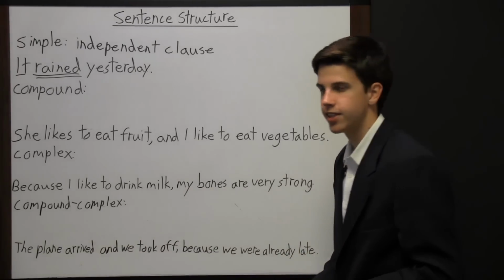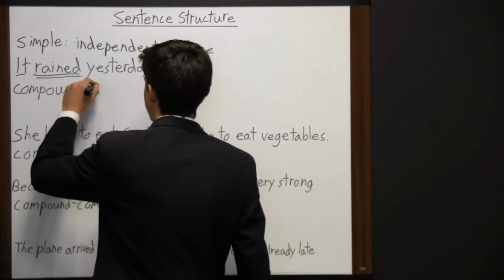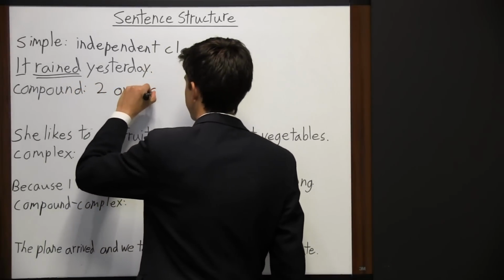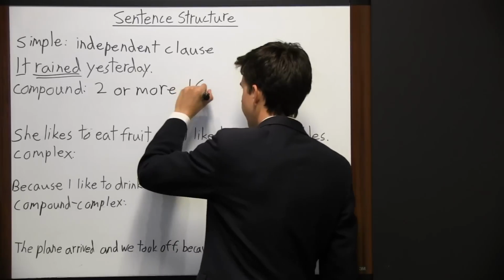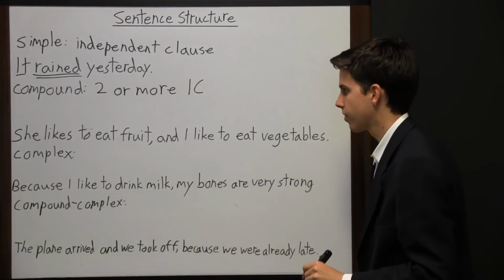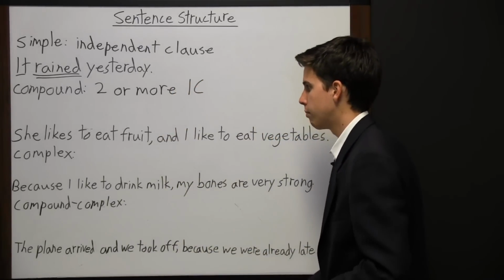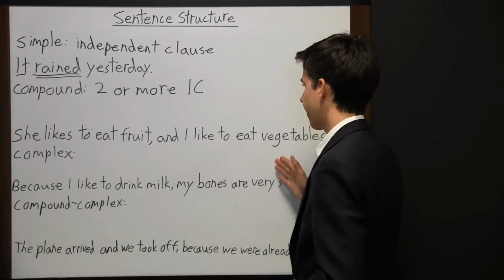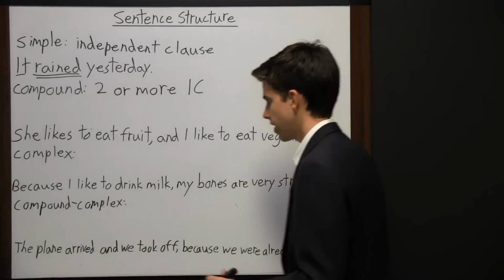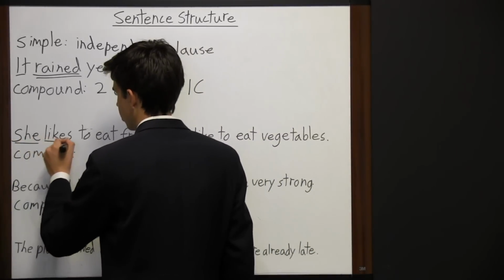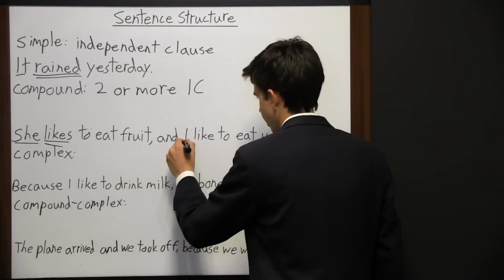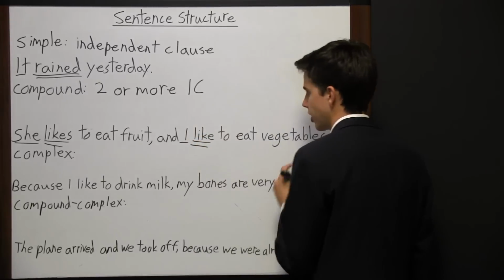Now, a compound sentence is made up of two or more independent clauses. Now, I'm just going to write here IC for independent clause. And so an example of a compound sentence is she likes to eat fruit and I like to eat vegetables. So notice here that we have a subject and a verb, she likes to eat fruit, and a subject and a verb, I like to eat vegetables.